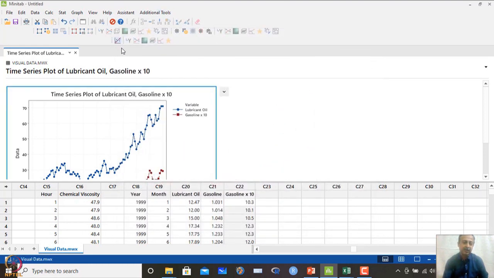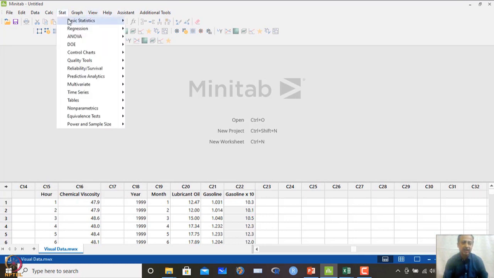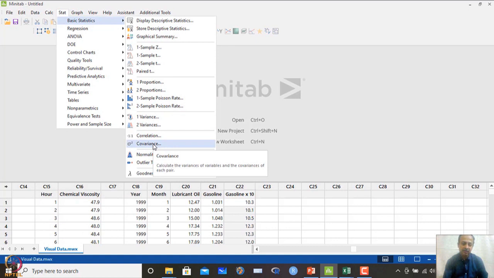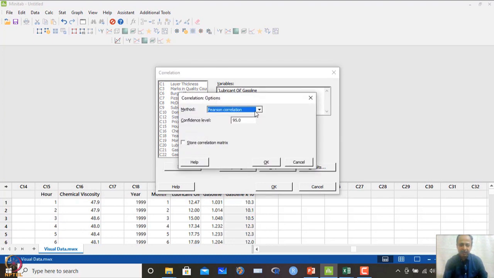So we can also see the correlations, and for that we can go to Stat again, Basic Statistics, and I want to see the correlation between these two variables, lubricant and gasoline price. I have just highlighted this one. Any of them can be placed first or second, it does not matter. In this case, under options, I want to see the Pearson, the linear relationship. But for a non-linear relationship, Spearman correlation can also be used, if I anticipate that there can be a nonlinear relationship. I am using a linear relationship because more or less it is linear, as we have seen.